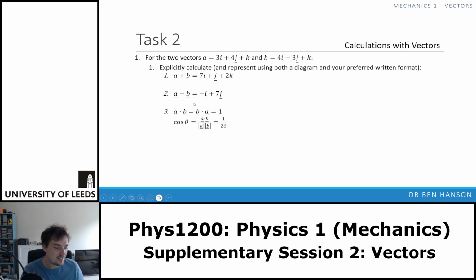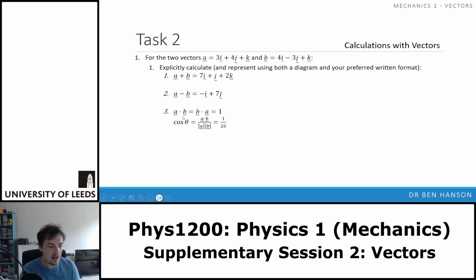Interesting. A dot B, that's equal to B dot A. And that's equal to 1. That's nice. So 3 times 4 plus 4 times minus 3, so that's 0. So the i and j components cancel, leaving only the k components. 1 times 1 is equal to 1.